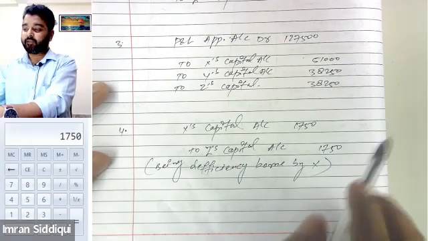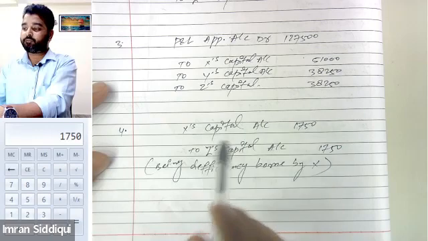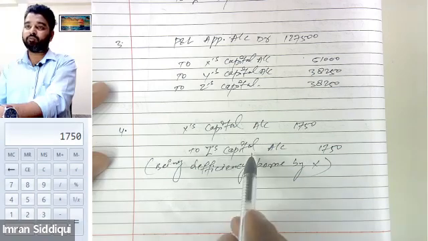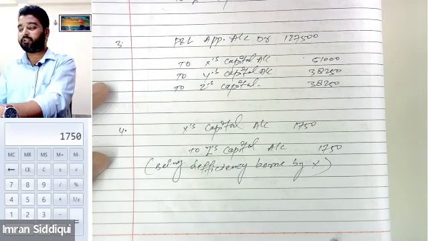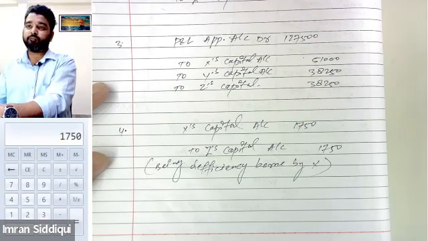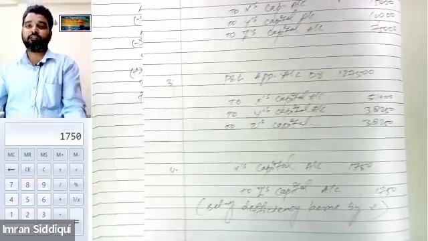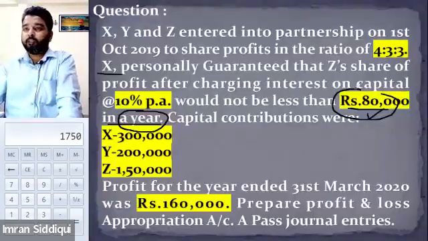Yes, sir. Clear. Why are we debiting X capital account? This means X capital will be subtracted by 1,750 since he has given the guarantee, and Z's capital account will be increased by 1,750 since he has been assured of a minimum 40,000 of profit. So guys, this is all that we needed to do in this particular question. I hope this question is clear to all of you.